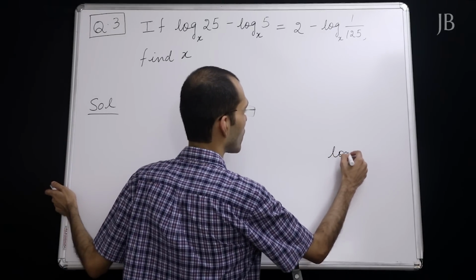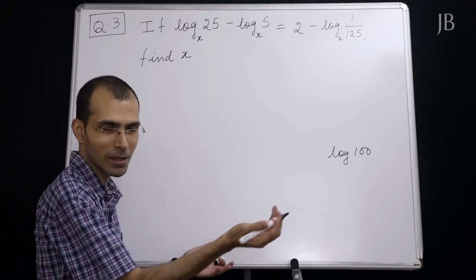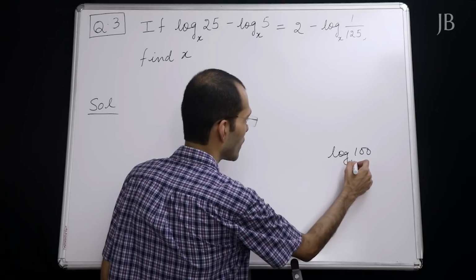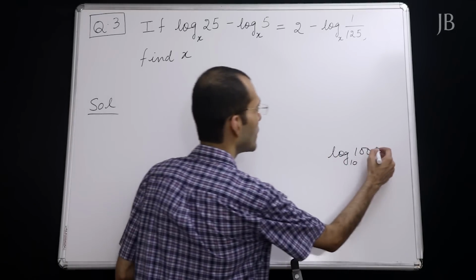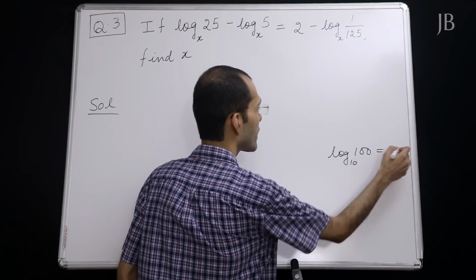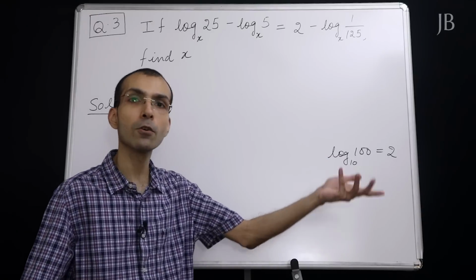See, log 100, no base is given, meaning the base is 10. I am writing it. So log 100 to the base 10 will be 2, because 10 raised to 2 is 100. So as the base changes, the answer will go on changing.